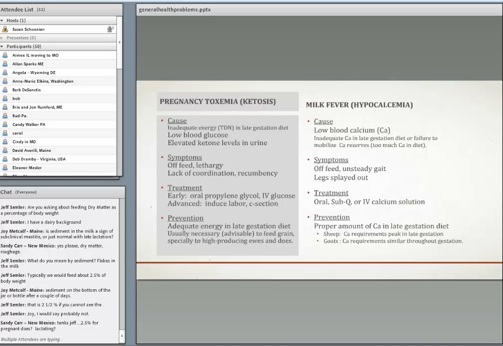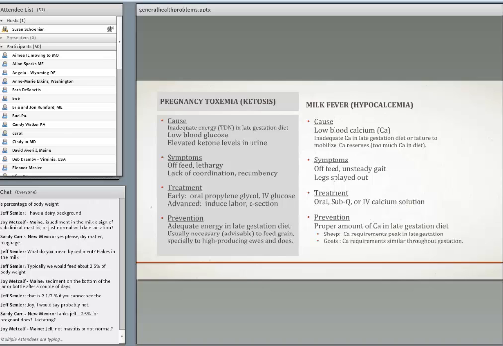Milk fever or hypocalcemia is low blood calcium. It's caused by inadequate intake of calcium in late gestation or the inability to mobilize calcium reserves, too much calcium, so not enough or too much. The symptoms are very similar. They go off feed, they're unsteady. Very often they kind of lay out like a frog with their legs splayed out.